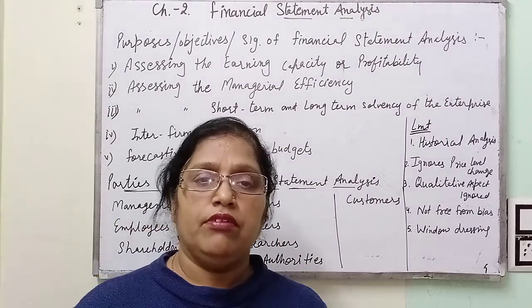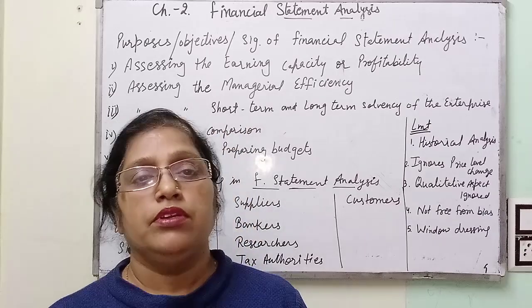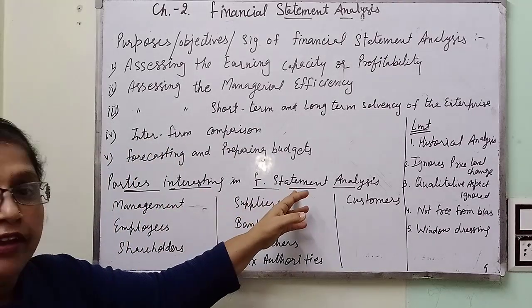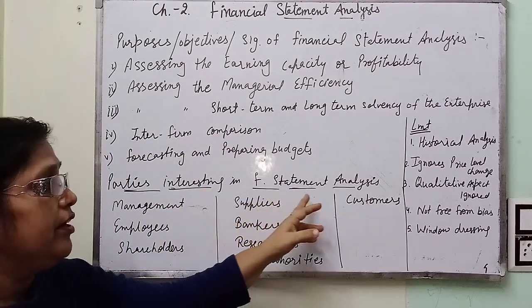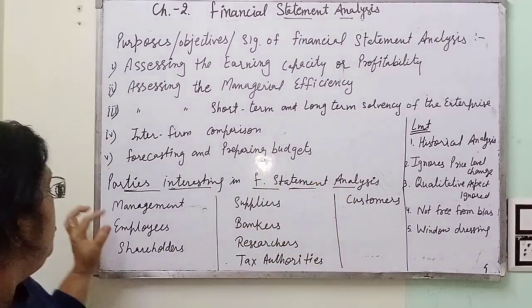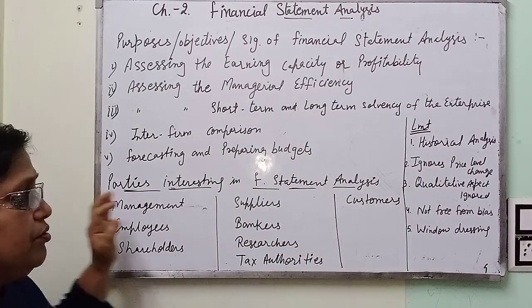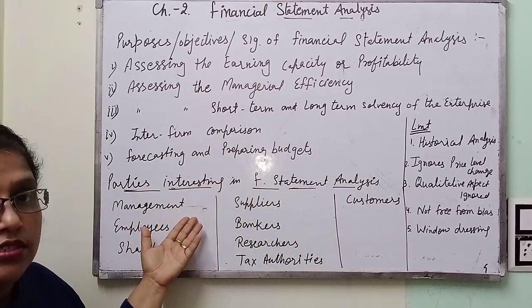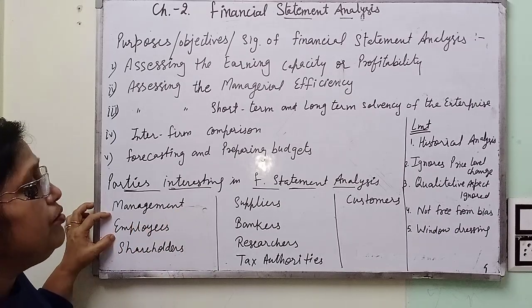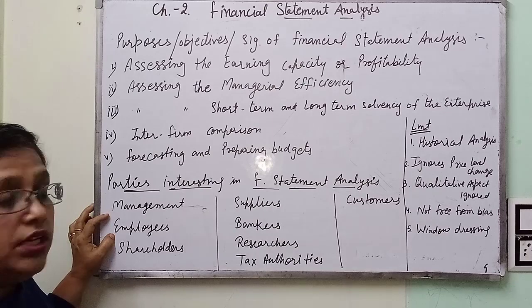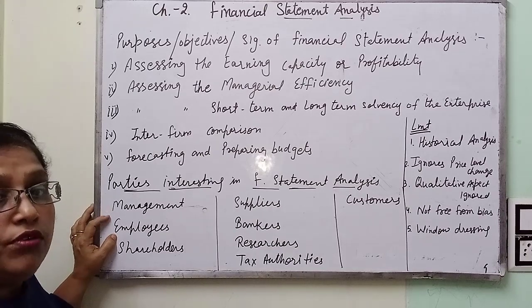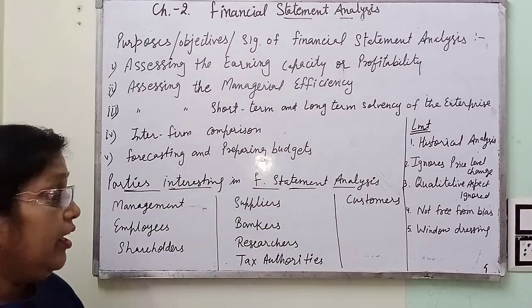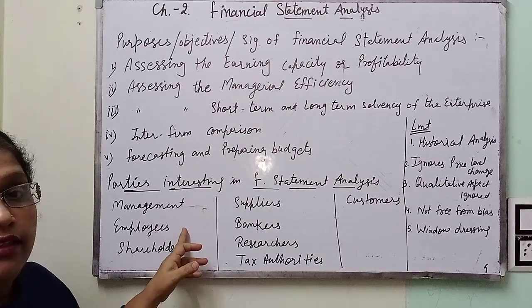Next is parties interested in financial statement analysis. The parties are the same as we learned in 11th standard and in the 12th class in the first chapter. Parties who are interested in financial statements are also interested in financial statement analysis. Who are they? First is management. Management is interested in financial statement analysis because they have to make policies, rules, regulations, etc. Employees are interested because their increment and bonus depend upon the analysis.